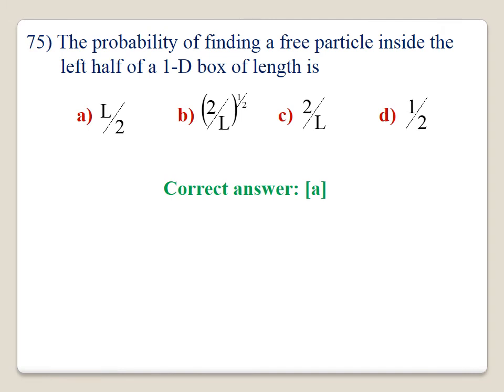Probability of finding the free particle inside the left half of a 1D box of length L is. The correct answer is A. L by 2. Left half of this is L by 2. Option A is correct.